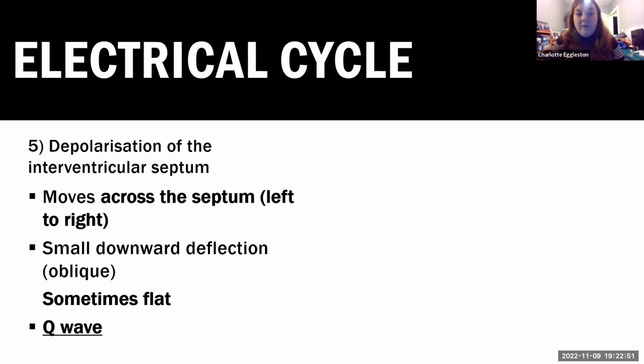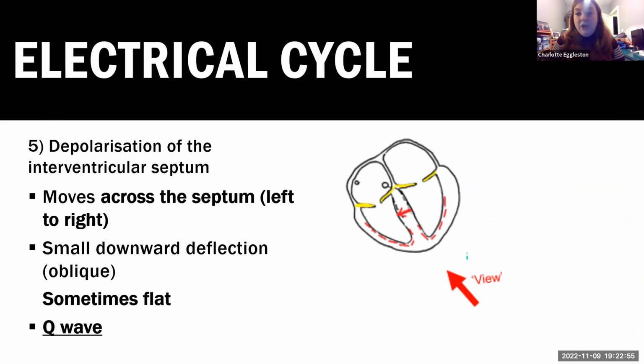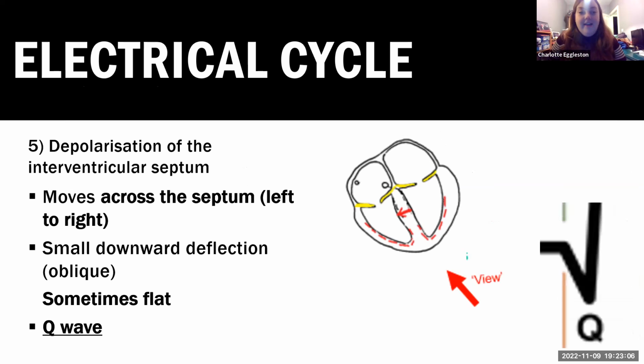That's going to then spread over the septum, as we said, and that's going to create a very little Q wave that tends to go from left to right. And pathological Q waves is definitely something I did not understand at medical school. So hopefully I'll explain what they are and why we care about them.